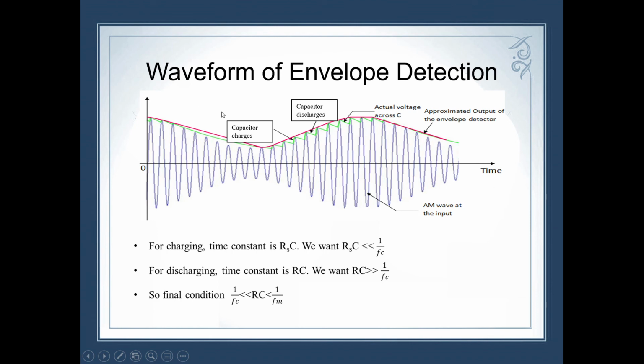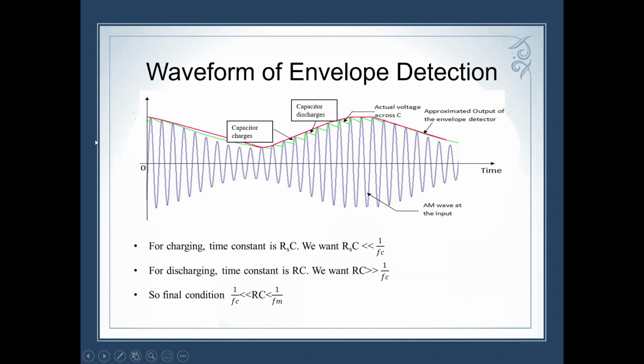Finally, I will explain the waveform of envelope detection. From this wave shape, we can easily see that the capacitor charges when the magnitude of the amplitude modulated wave is increasing, and when the magnitude of the amplitude modulated wave is decreasing, then the capacitor discharges.